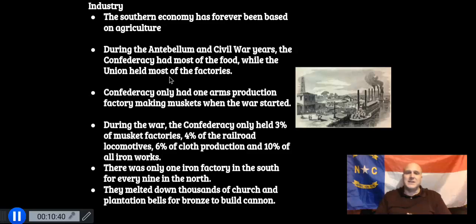Industry. The lack of industry in the South, because it was based on our culture, was huge. They only had 1% of the factories in the South. They did have most of the food. They grew a lot of the food in the South, but look at these numbers. They only held 3% of musket factories, 4% of the railroads, 6% of cloth, and 10% of all iron works. Only one factory out of 10 was located in the South. They actually had to start melting church and plantation bells to build their cannons.